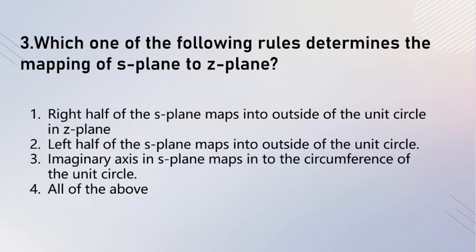Which one of the following rules determines the mapping of S-plane to Z-plane? Right half of the S-plane maps into outside of the unit circle in Z-plane. Similarly, left half of the S-plane maps into inside of the unit circle. Imaginary axis in S-plane maps into the circumference of the unit circle. The above given rules are used to determine the mapping of S-plane to Z-plane. So, the answer is all of the above.